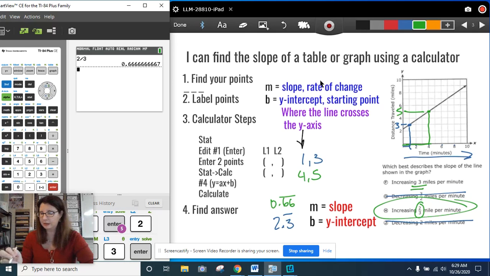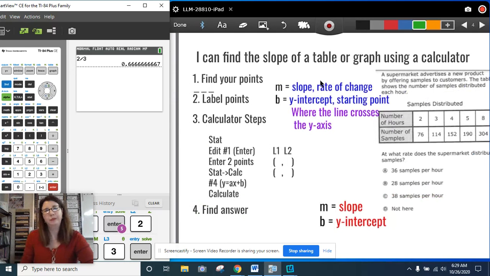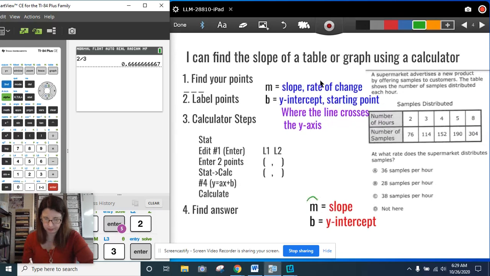Starting to get the hang of this? We have 2 more. We're going to look at a table now. The supermarket advertises a new product by offering samples to its customers. The table shows the number of samples distributed each hour. I'm looking at a per hour, so per each and every, I already know that I'm looking for my slope. And I have to pick 2 of these points here as my slope.